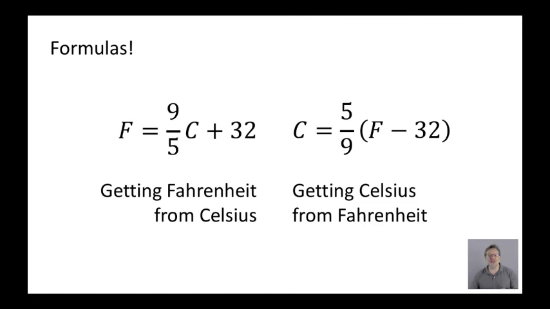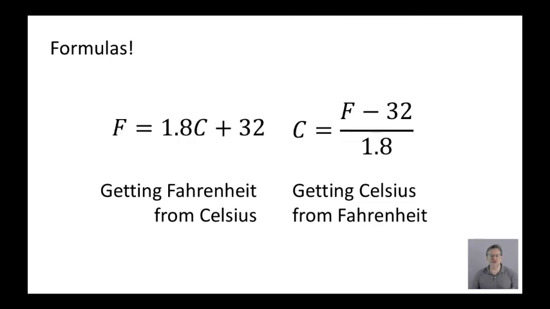Now here's another version of them. If you want to memorize these, you can. The 9/5 becomes 1.8. The 5/9 in the other one, well, that's the reciprocal of 9/5, and so we can use 1.8, but we have to stick it in the denominator here in order to make use of that. If you absolutely cannot stand fractions and want to use the decimal versions of this, you can just make use of these equations as well.